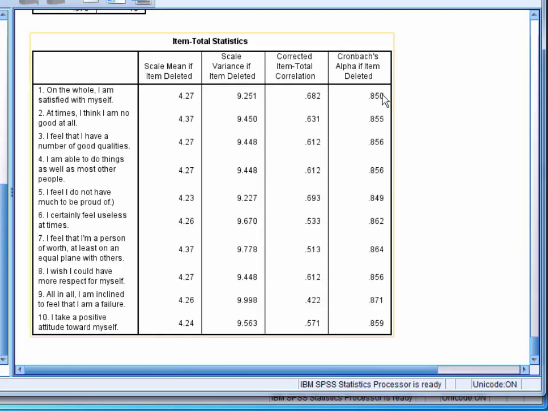However, we can see that none of the estimates are greatly different to the overall reliability of 0.870, and as such, this indicates that none of the items should be removed from the scale.